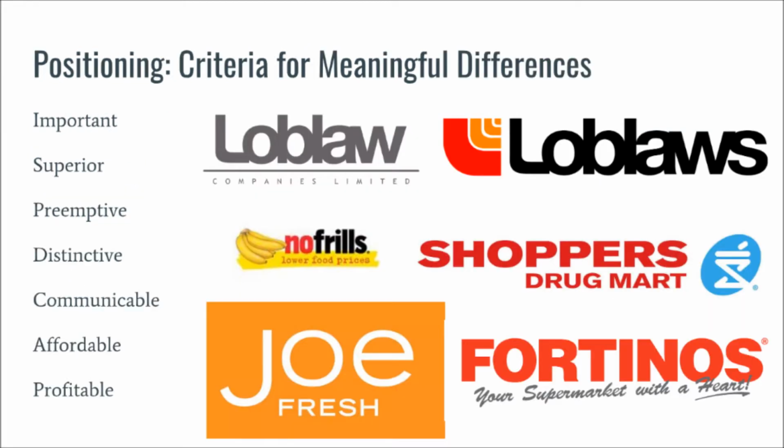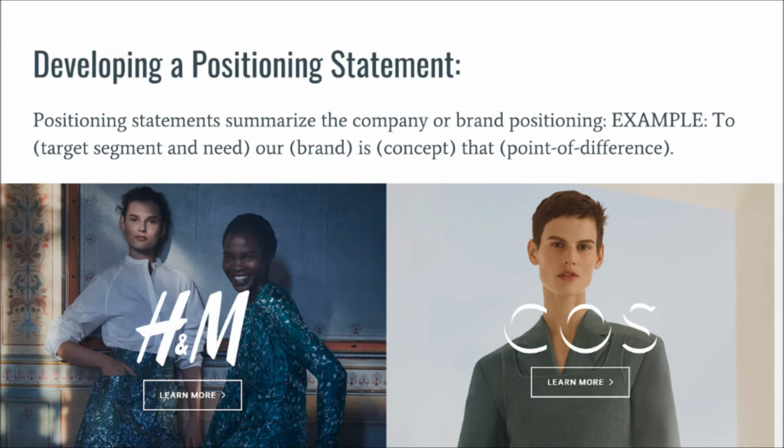You also need to have meaningful differences between all of your offerings. For example, Loblaw Companies owns all of these various retail outlets, from the Loblaws supermarket to No Frills, Joe Fresh, and so they have to see whether they have significant differences between these customer needs that they're trying to serve through these different outlets. Like we mentioned previously, you have to position your product appropriately. H&M versus COS, there needs to be a separate value proposition there.